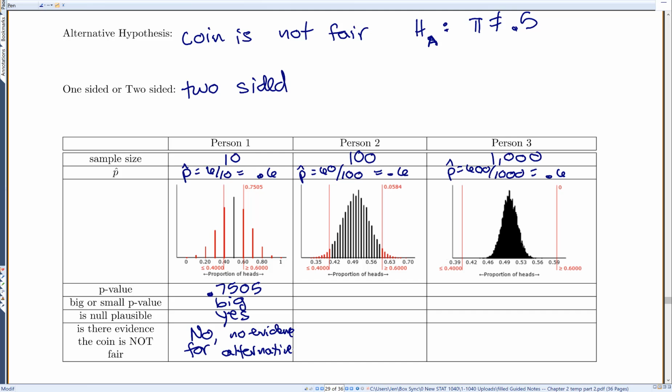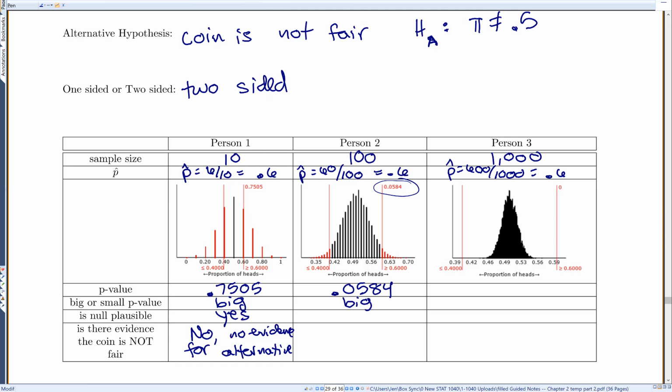Again, they got a sample proportion of 0.6, but their sample size is 100. Okay. So now I have a p-value of 0.0584. So now there's only about a 6% chance that they would get their results if the null is true, if the coin is fair. Well, 0.0584, that is actually getting fairly small. Maybe we're starting to get some evidence, like I might be a little bit suspicious, but it's not enough to put us over that threshold. So it still counts as a big p-value.